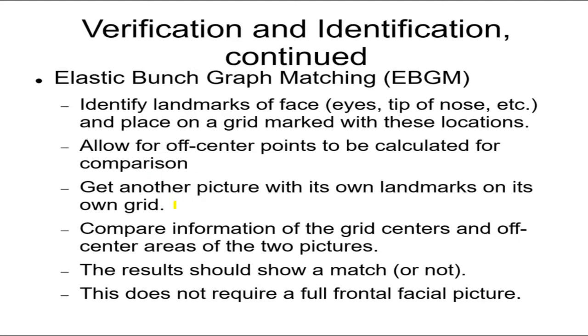Then we have another picture, let's say from the database, and we compare how one is a bit off center to how the other is a bit off center, how one of the landmarks relates to the grid, to the way the other relates to the landmark of the grid. That's a very, very generalized idea of how this works. We compare the two, and it should show a match, or maybe not. This does not require a full frontal facial picture because the way the landmarks relate to the grid is very similar, even if it's not full frontal. I do not know if we can even get a profile, but it does not even have to be a full frontal picture. If you're at a certain angle, you can still get a lot of the data.